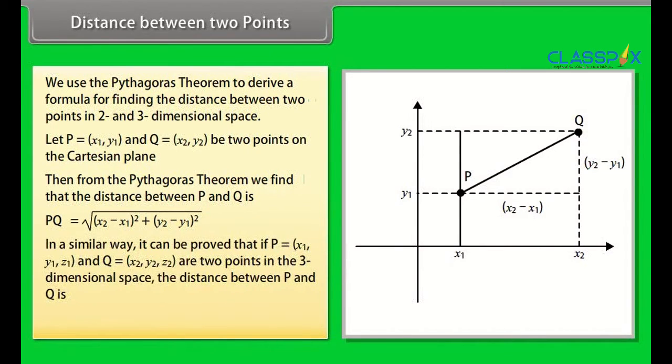In a similar way, it can be proved that if P equal to x1, y1, z1 and Q equal to x2, y2, z2 are 2 points in the 3-dimensional space, the distance between P and Q, PQ, is equal to square root of (x2 minus x1) square plus (y2 minus y1) square plus (z2 minus z1) square.